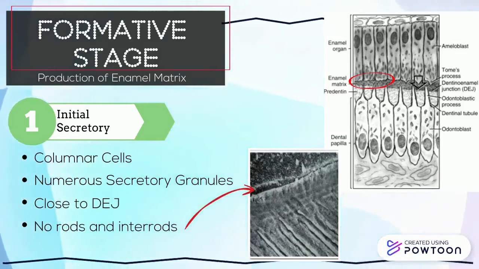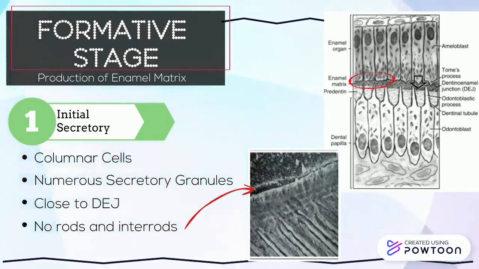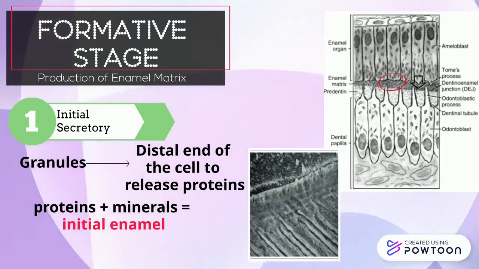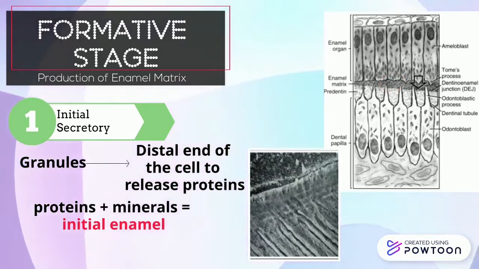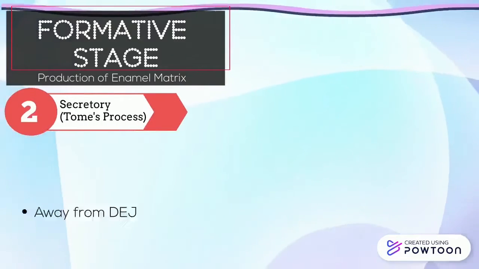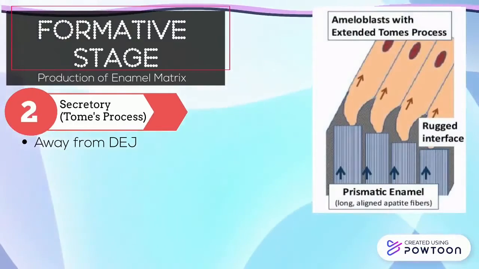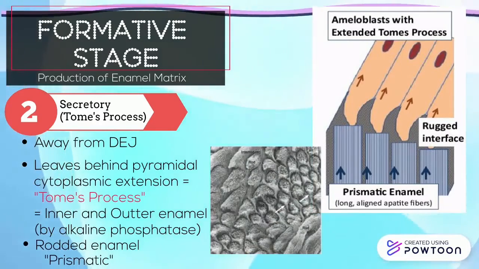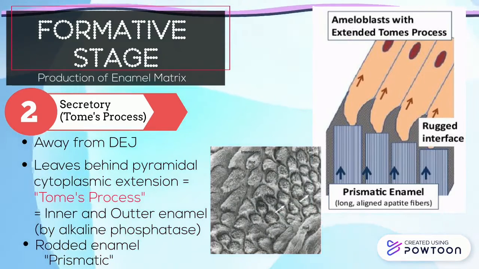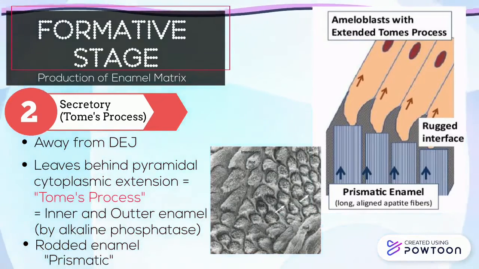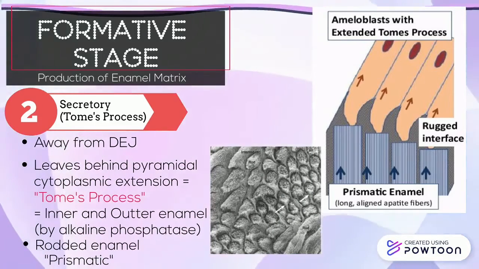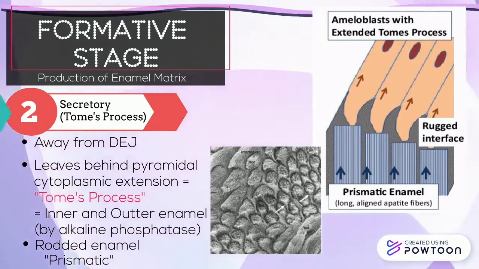Its granules will then migrate to the distal end of the cell and release the protein, which will attach to minerals perpendicular to the dentino-enamel junction to form initial enamel. As the first layer of enamel is deposited, the ameloblasts will move away from the dentino-enamel junction, leaving behind a pyramidal cytoplasmic extension, forming Thom's process, where it secretes rodded enamel, including inner and outer enamel, which is partially mineralized by alkaline phosphatase, and this is the secretory stage.